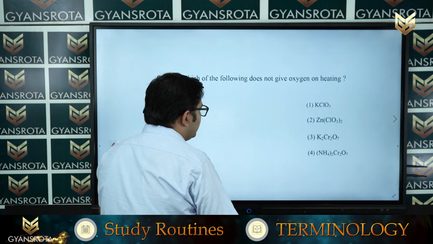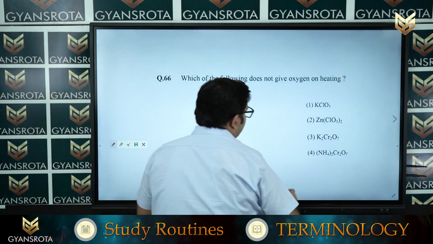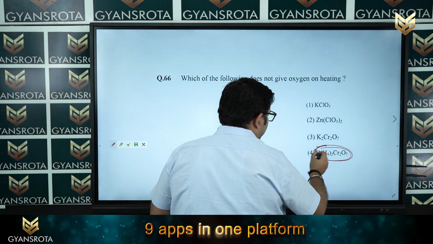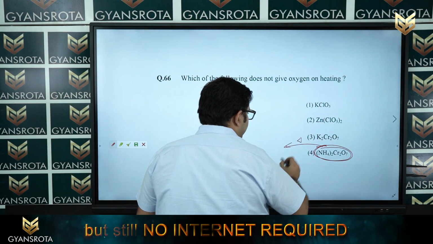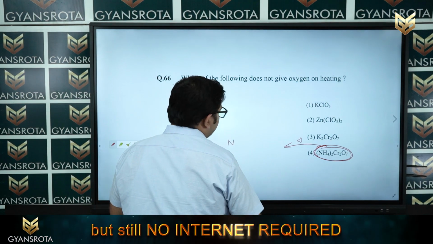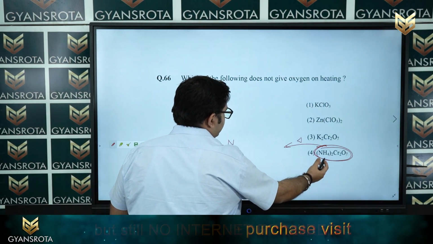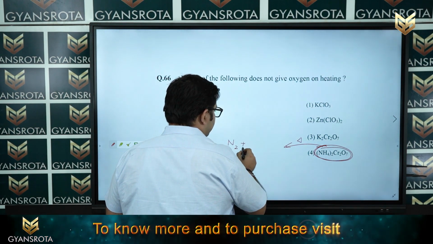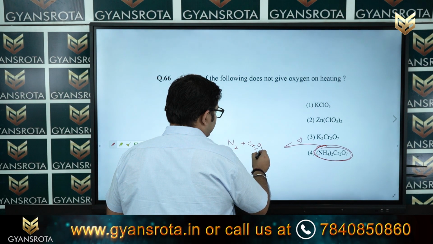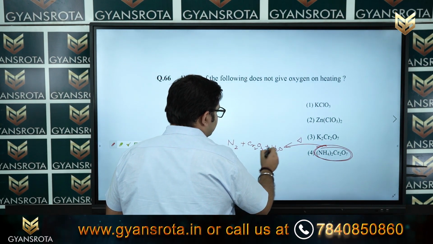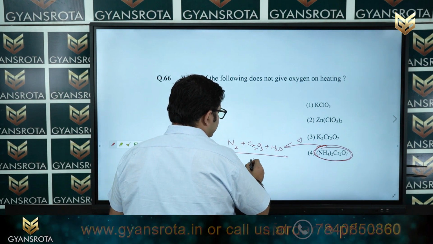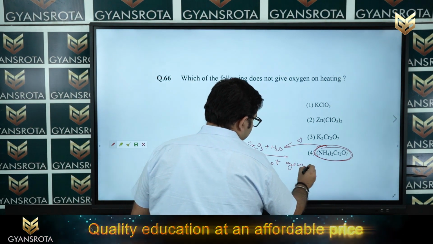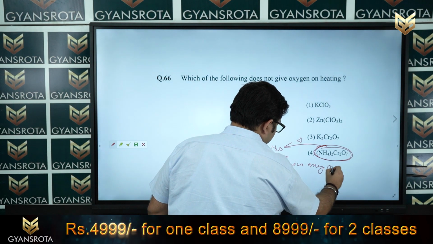So, if you see among the 4 options, this is ammonium dichromate. When it is heated, it will form N2 plus Cr2O3 plus H2O. It will not give any oxygen.